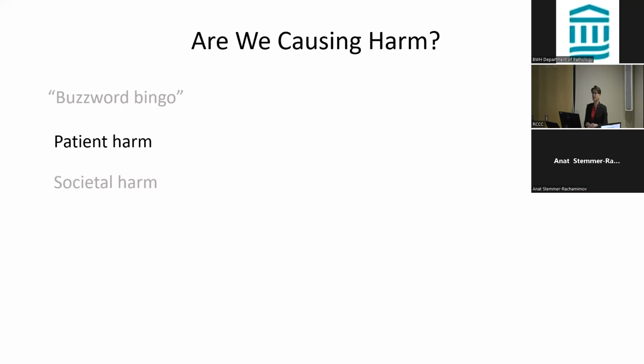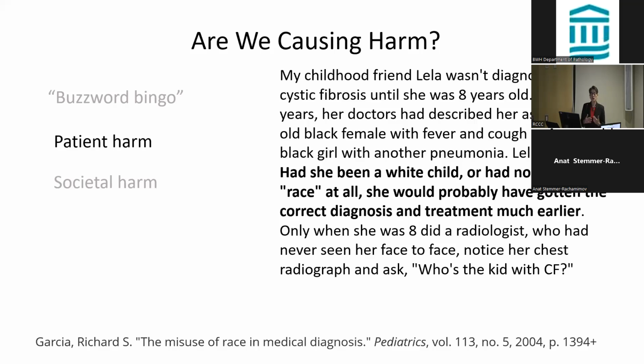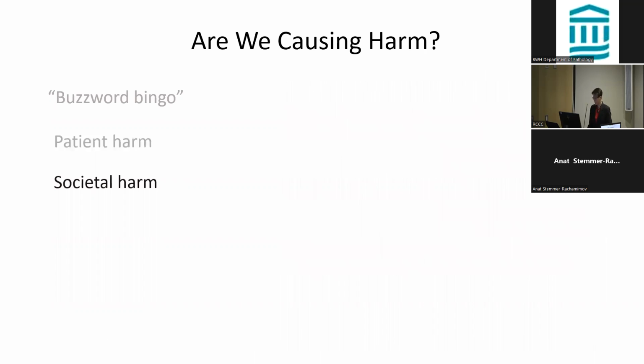Now, again, you may be saying, no, Dara, we've got checks and balances, we have algorithms, this doesn't happen. Here's a report from the literature looking at cystic fibrosis. This is a tale of a patient who was not diagnosed until she was 8 years old, despite presenting multiple times with suspicious symptoms. And in fact, she was only diagnosed by a clinician who literally could not see her skin. A radiologist who saw a chest film and said, who's the kid with cystic fibrosis?